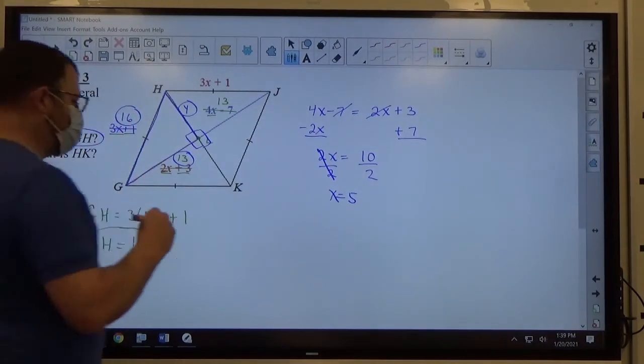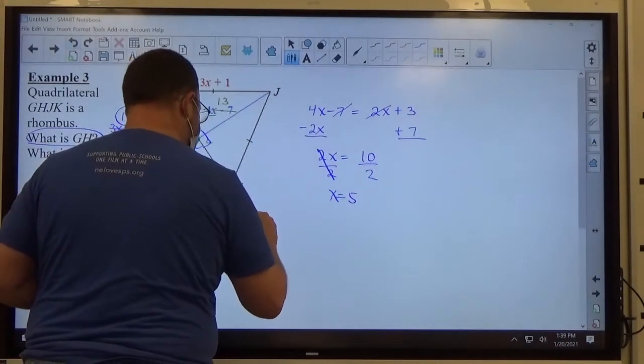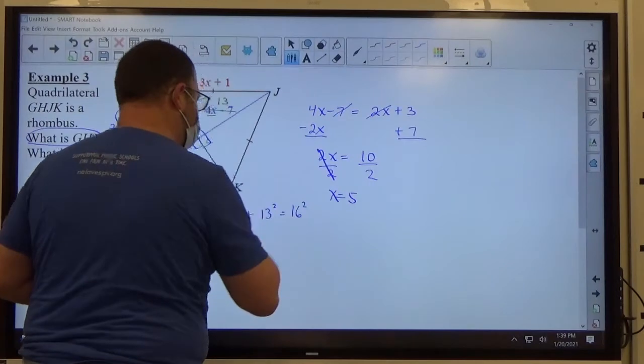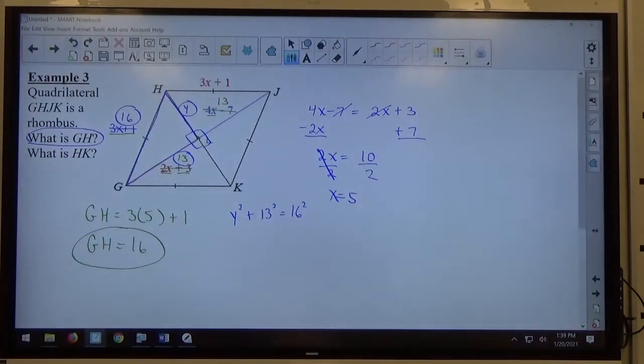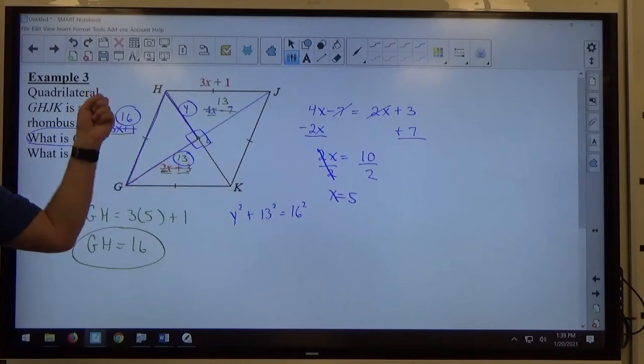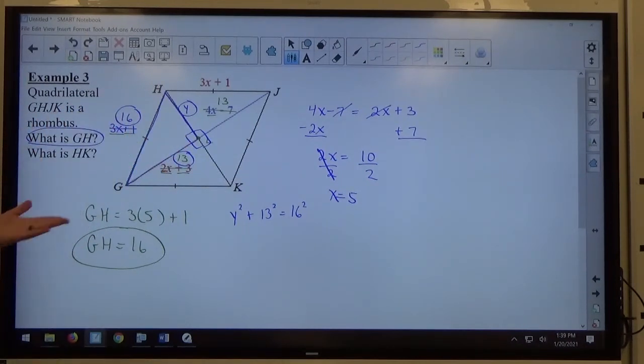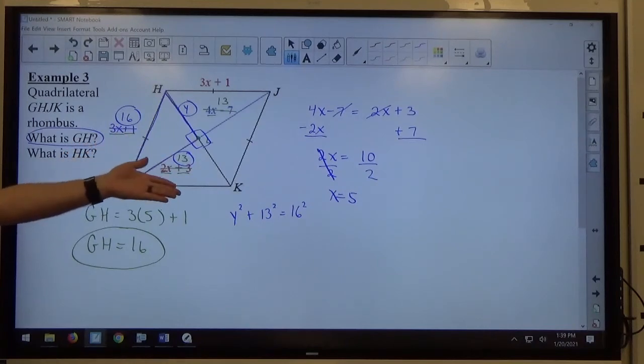So I know that y squared plus 13 squared is equal to 16 squared. So I just apply the Pythagorean theorem. Anytime you see a right angle in a picture that creates a right triangle, keep the Pythagorean theorem in the back of your mind. You might have to use it. It's always leg squared, the two sides making the right angle, on one side, equaling the hypotenuse, the side opposite the right angle, on the other side.